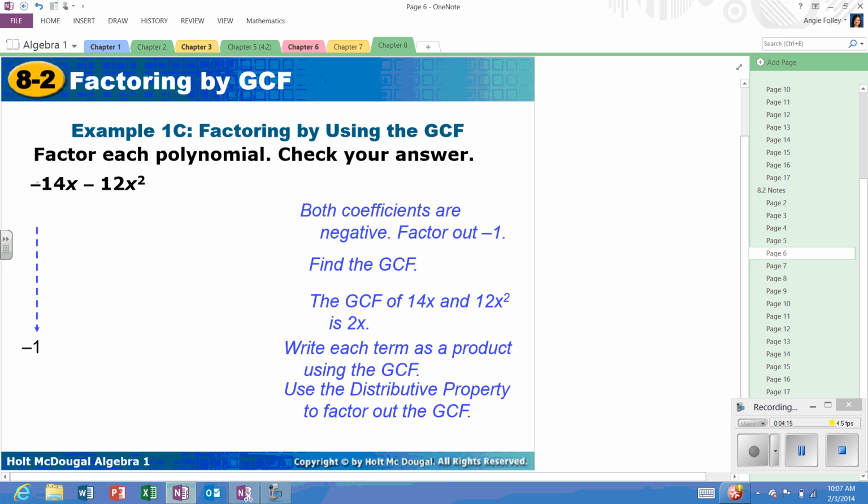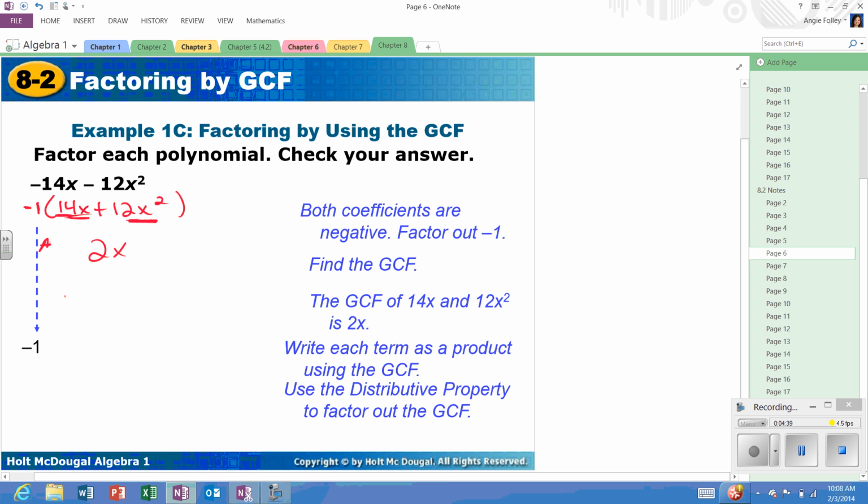If you see a negative sign out in front, pull out a negative first. So if I pull out a negative, that's going to make all the signs inside the opposite, okay? Then we want to find our greatest common factor of what's inside. So if I look at that, it's going to be a 2 and an x because I have a 2 into both of them and then an x is my smaller.